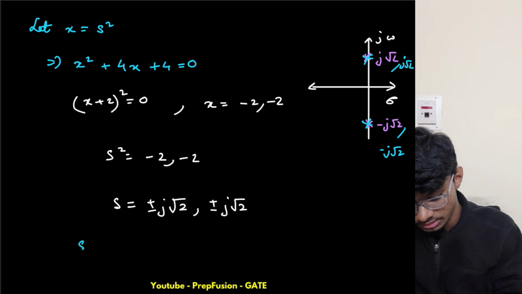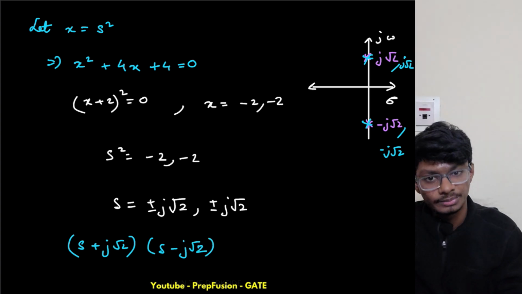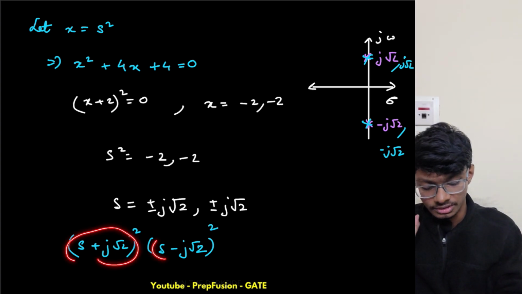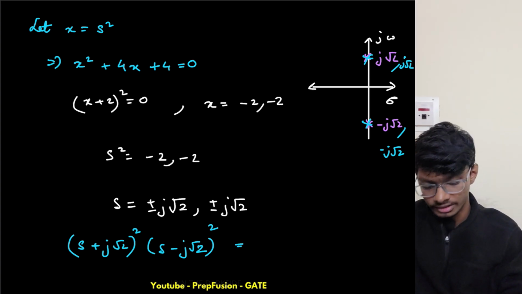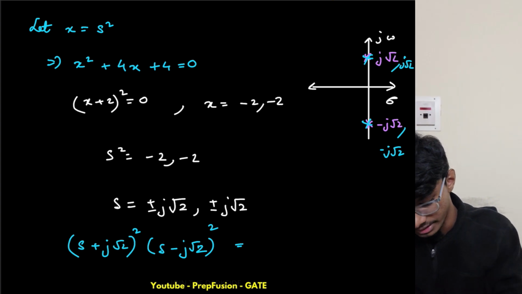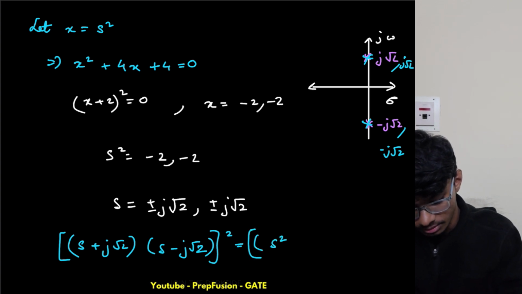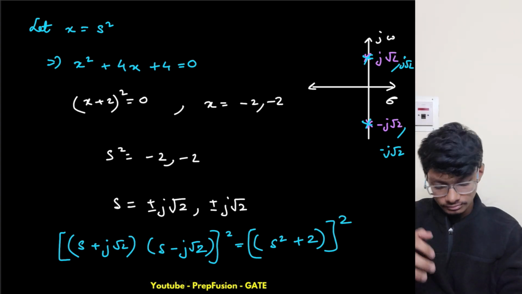Actually, one of the factors is s plus j root 2, then the other one will be s minus j root 2. Then again these are repeated, so this will be squared and this will be squared, right? But what I know, a plus b into a minus b is a square minus b square. So this will come out to be this whole square. I can take the square over the whole bracket, and I get s square plus 2, whole square. So these are basically my factors.